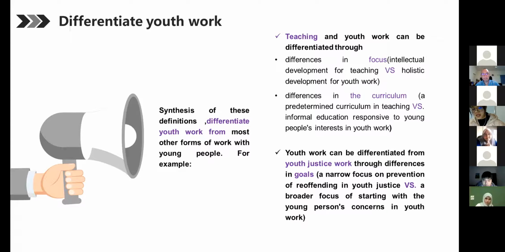Youth work can be differentiated from youth justice work through differences in goals: a narrow focus on prevention of reoffending in youth justice versus a broader focus of starting with the young person's concerns in youth work.